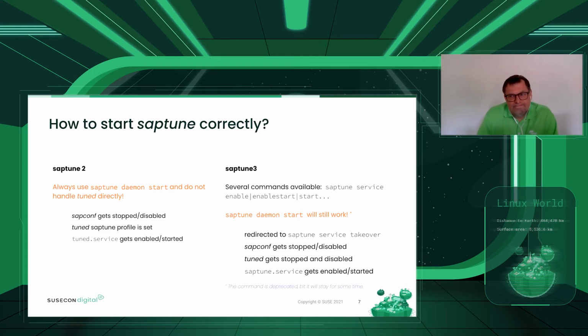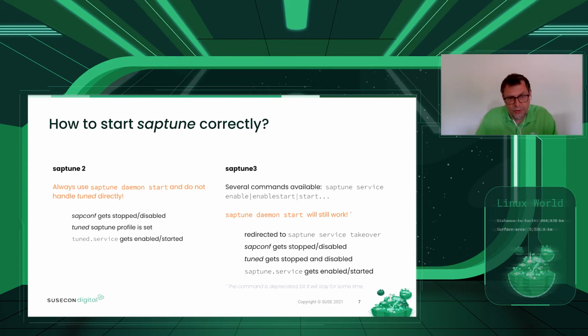But there's, since the beginning, already a Saptune command which is doing all those things. It is called saptune daemon start. So I would recommend to change your script and just call saptune daemon start, because it will do exactly all the necessary steps. It will stop and disable the sapconf service. It will set the correct tuned profile. It will handle the tuned service as well.